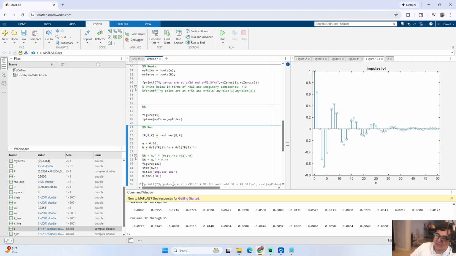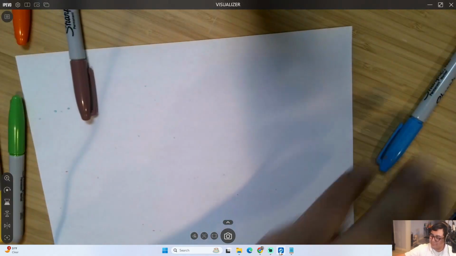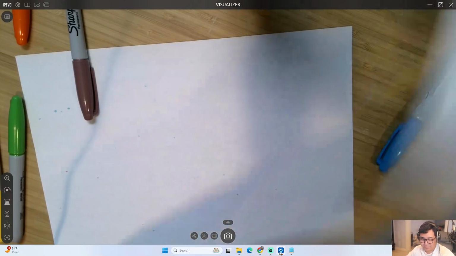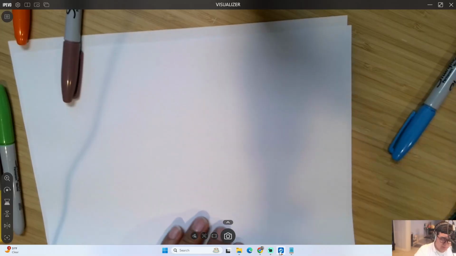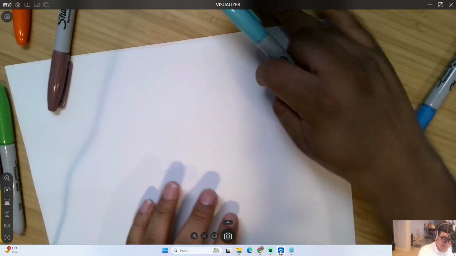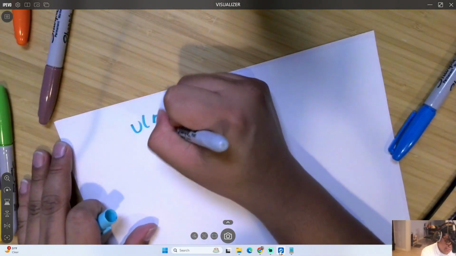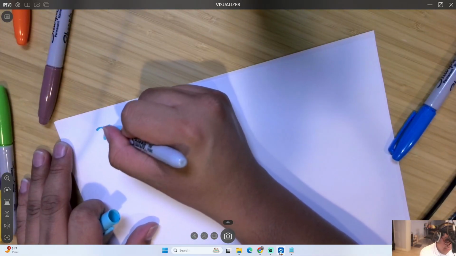Let's kick our box. If you wanted to kick your box with a unit step, and this is going to be on the exam as well. Let's get this one right here, 7. You guys need to know this. Unit step: x of n is equal to the unit step.